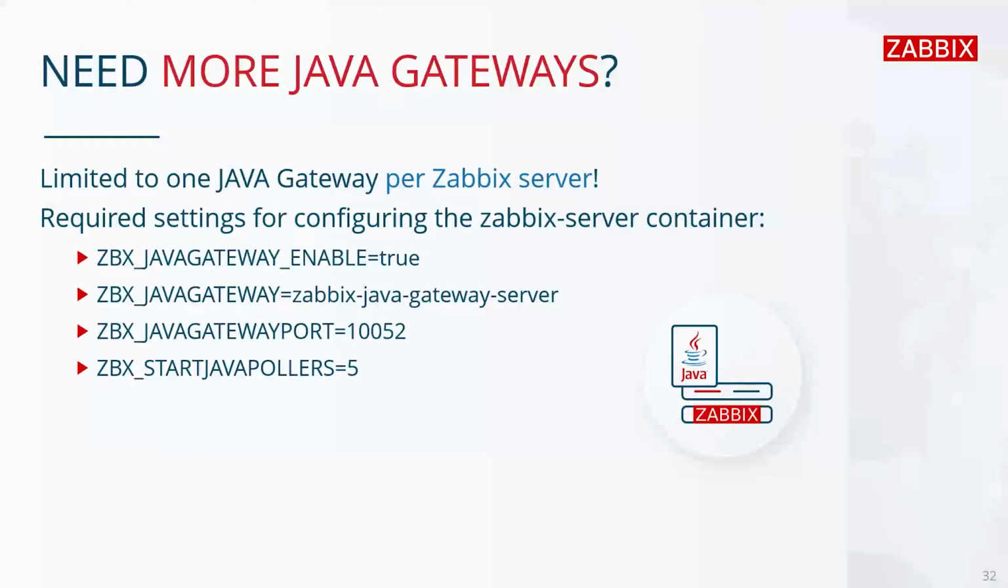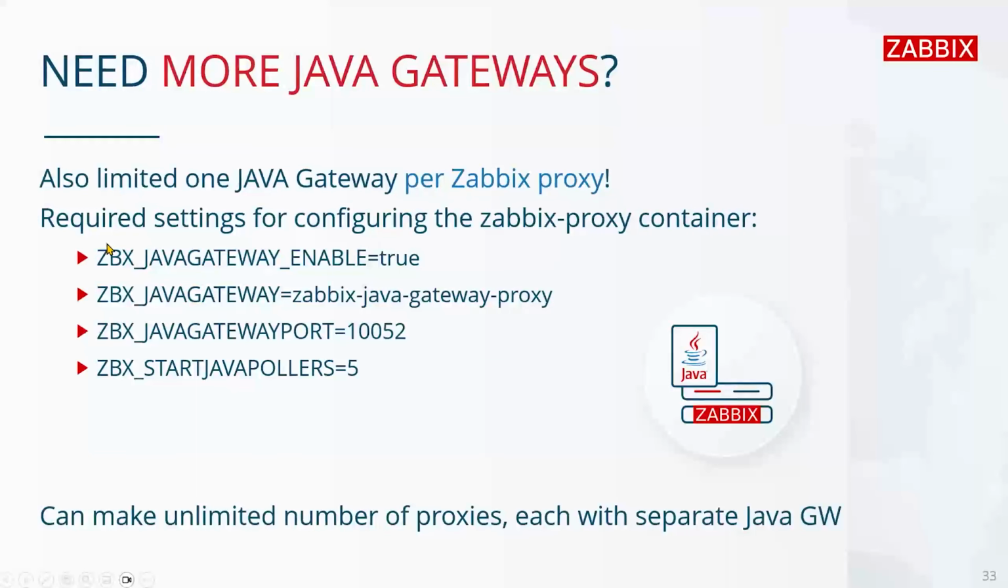In case you need more Java gateways, you can add one Java gateway for Zabbix server, and you will have to specify these four environment variables. The same goes also for proxy. You also have to specify these four parameters. And the good thing is you can make an unlimited number of proxies. So you can have a pair of proxy together with this Java gateway.